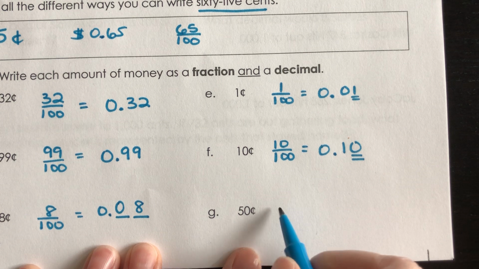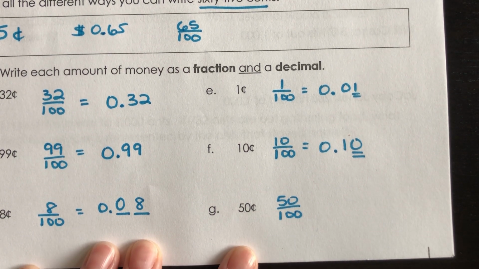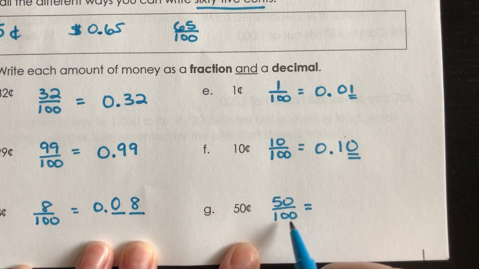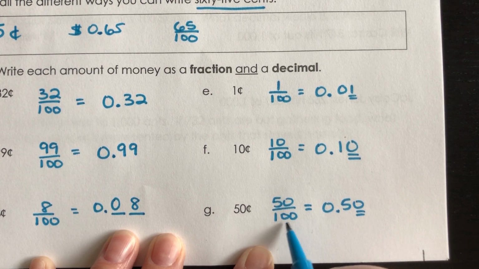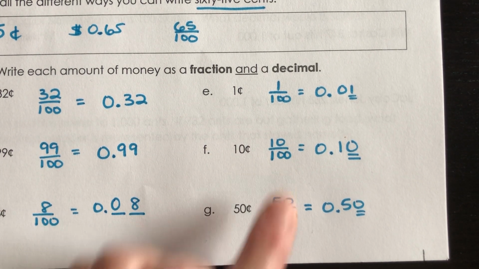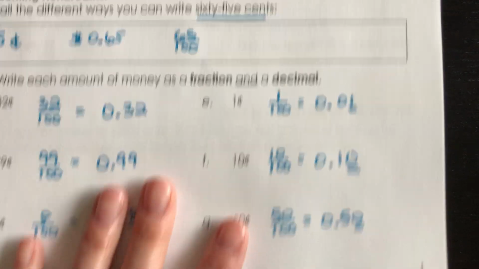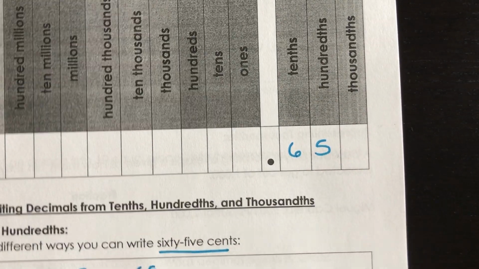All right, here I have 50 cents. So that means I have 50 out of 100 cents to make that whole dollar. And that means I would need to have 50 with my 0 in the hundredths place. So if it's out of 100, that's the same thing as having hundredths. Your final digit needs to be in the hundredths place. All right, hopefully so far so good.